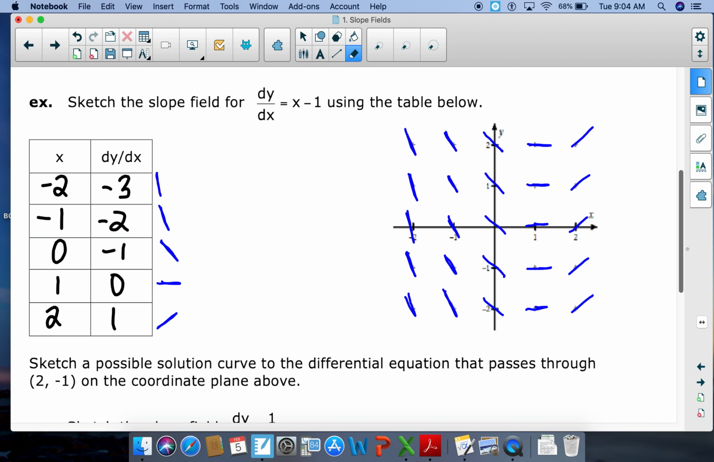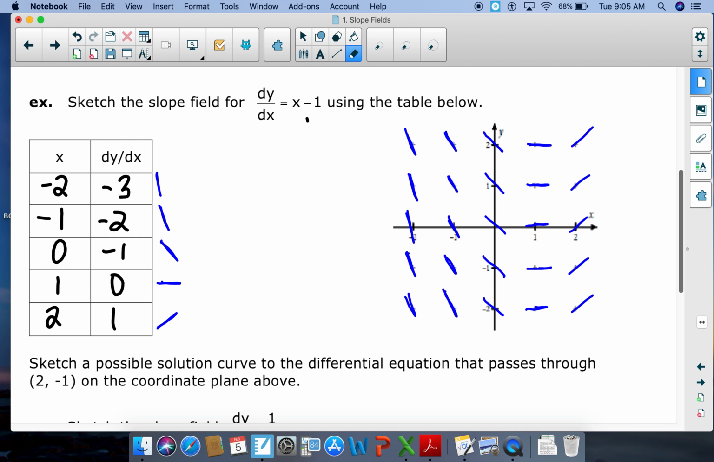Quadratic. But doesn't that make sense? Because what happens when I integrate x? I get an x squared, don't I? So it makes sense that my slopes are going to follow that quadratic motion because of what my antiderivative could be. Correct? Now, this gives us our characteristic without giving us the location of where our graph truly is.